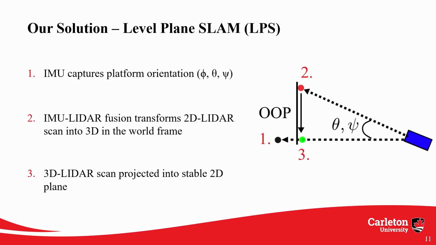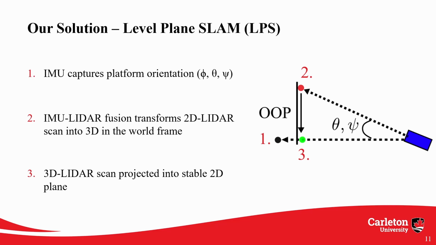To remove something, you first need to be able to find it. For our method to remove out-of-plane motion from our raw scans, shown here as the black dot, we need to be able to measure the pitch and roll of our platform, which is causing this out-of-plane motion, theta and psi. By incorporating an inertial measurement unit, or IMU for short, we can leverage the information about the platform's orientation that was not previously available to us.